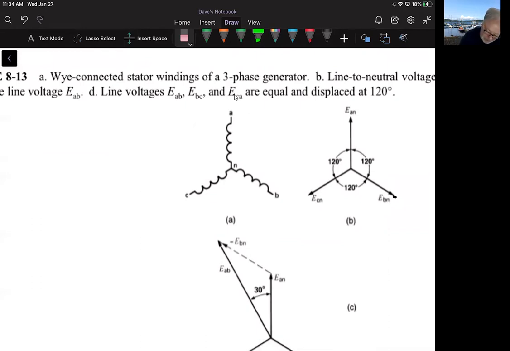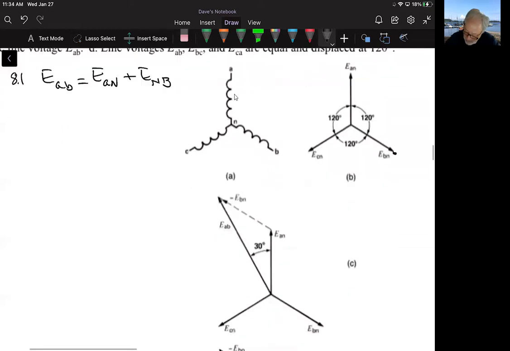I won't write them all down, but let's write down one so we can look at this. Here's 8.1. It says that voltage EAB is equal to EAN plus ENB. Okay, so what does that mean?